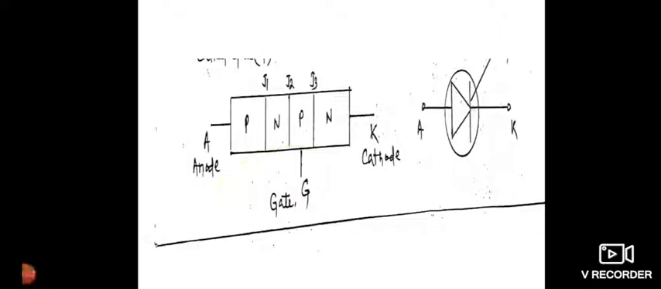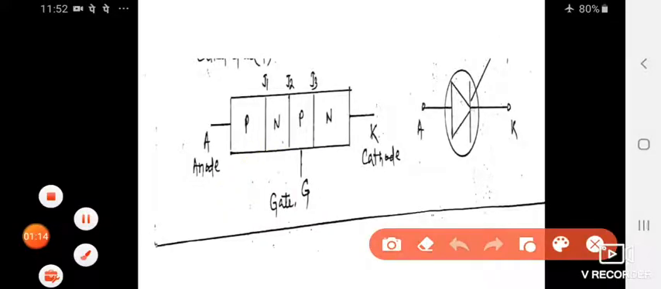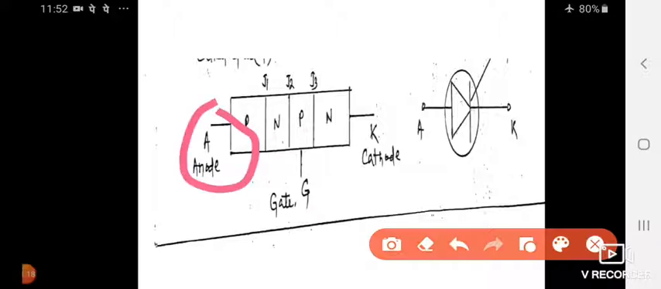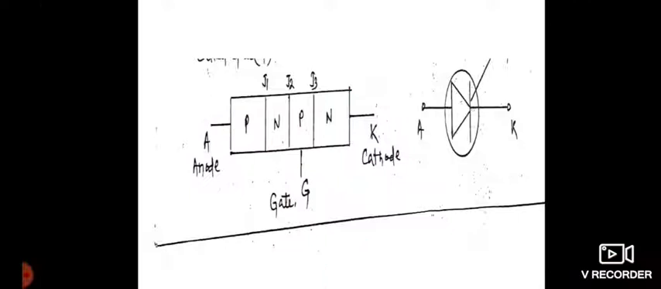So, you can see here, the terminal taken from the outer p layer is anode, the terminal taken from the outer n layer is cathode, and the terminal extracted from the base of the transistor is gate. And symbolically the SCR is shown here: anode, cathode and gate.